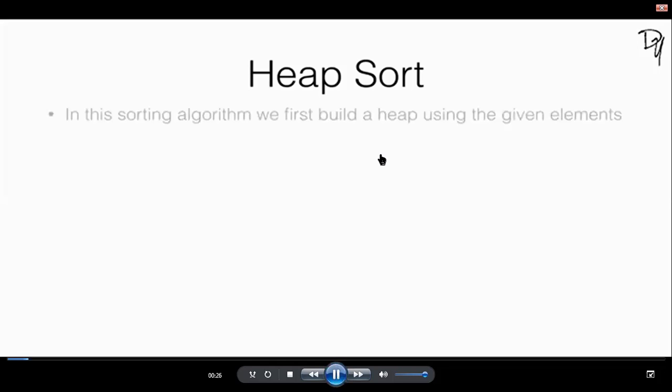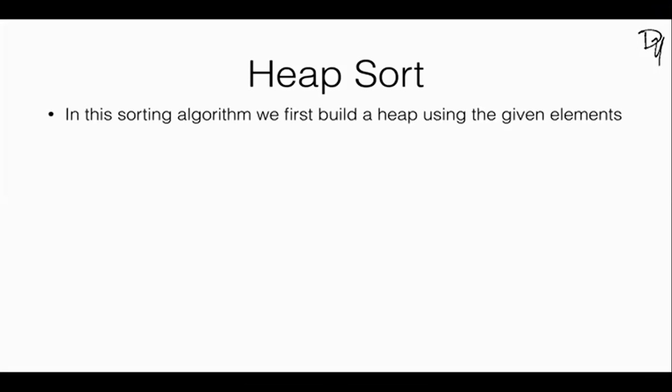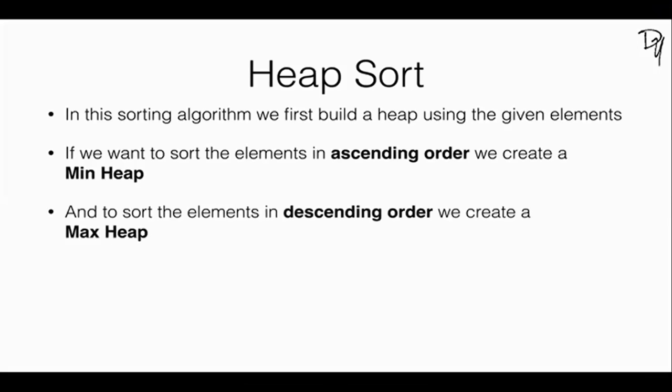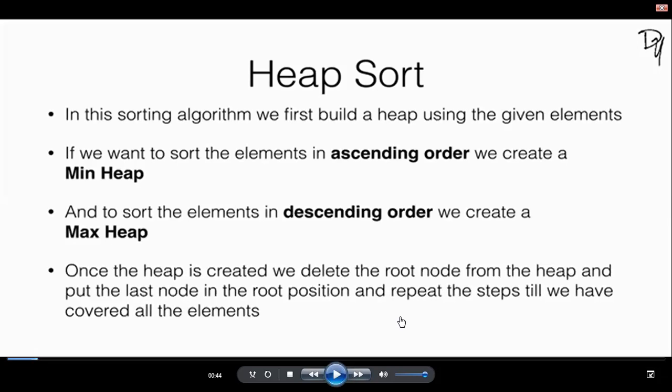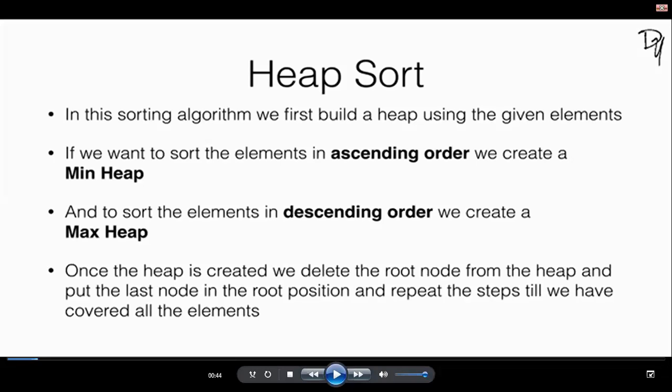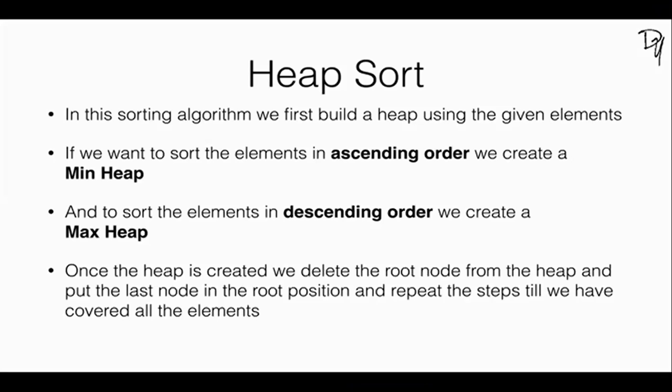So what is the first step? We have to first build a heap with the given elements. If we need ascending order, we have to construct a min heap. If we need descending order, we have to construct a max heap. We will see how to construct a min heap and a max heap. You should just note the points for now. As I told, once the heap is created, we have to delete the root node from the heap, and we have to bring the last node to the root position. And again, we have to repeat the steps till all the nodes are sorted. These 4 points are very important.